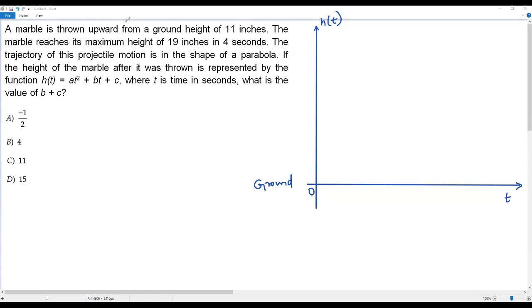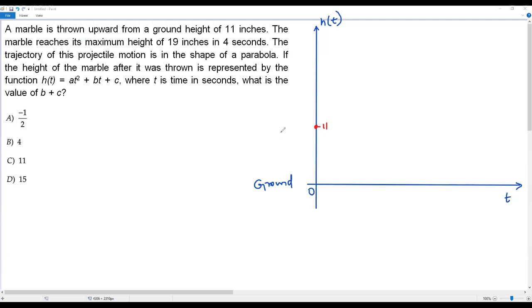So actually the marble is thrown, let me go over the information. A marble is thrown upward from a ground height of 11 inches. So now let me mark the number 11 over here. So this is a ground height of 11 inches. So please remember, the marble is not thrown from the origin. It has been thrown from a ground height of 11 inches. This is the point at which the marble is thrown.